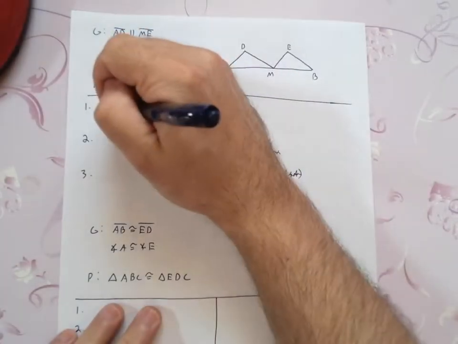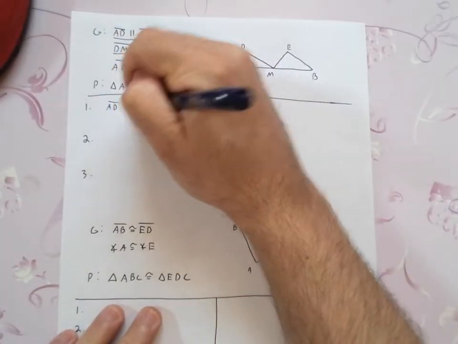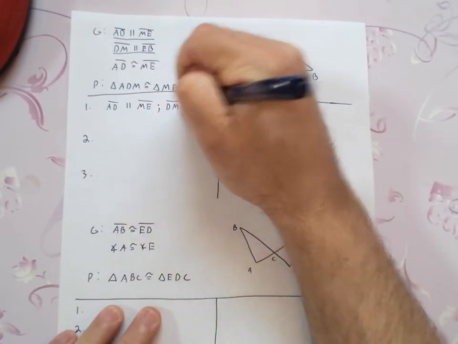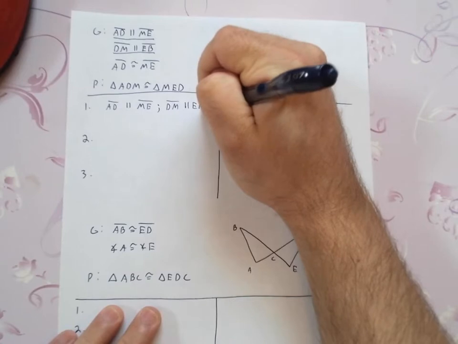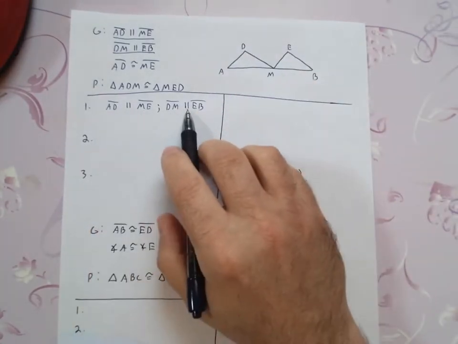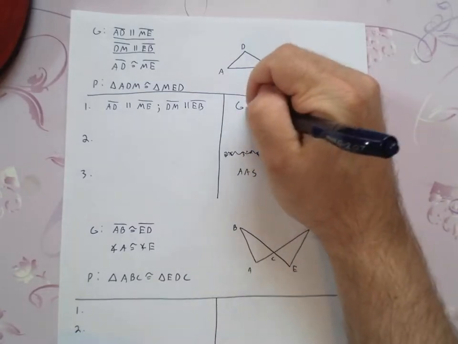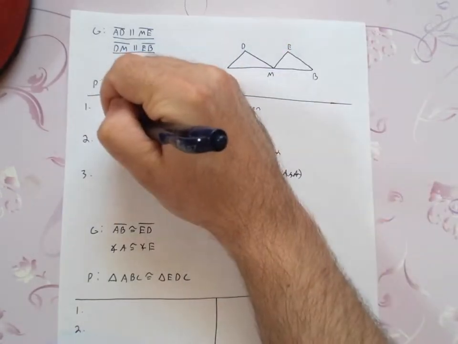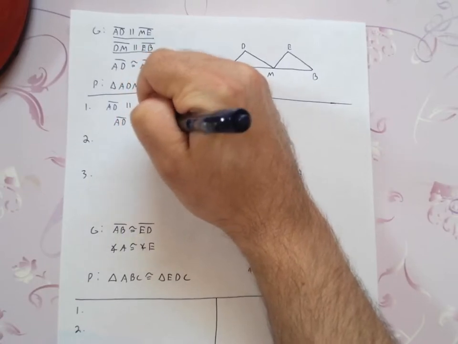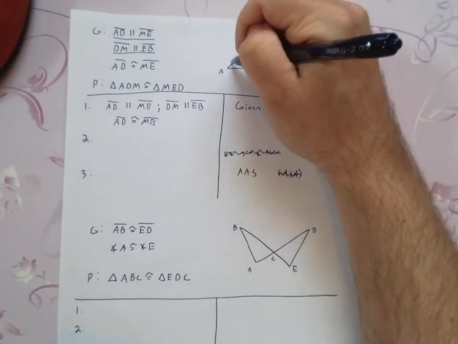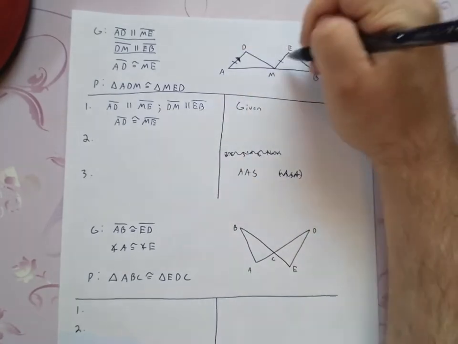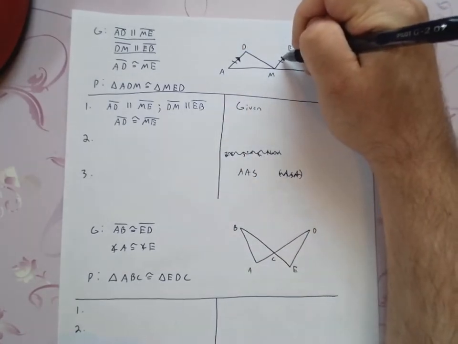Okay? So just writing out my given the way I see it up above. Okay, so we got segment AD parallel to segment ME, segment DM parallel to segment EB. Again, this is all given. We also have segment AD congruent to segment ME. So we know that this is congruent to that guy. We also know that they're parallel, and that's a symbol for parallel right there, that filled in triangle.